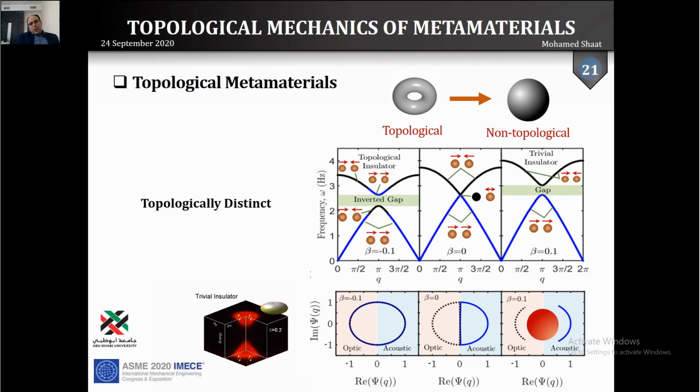This is very interesting because now we can make passive metamaterials that can emulate the topological quantum insulators. For example, for the case beta is positive, this gives a trivial insulator. A mechanical insulator, yes, but a trivial insulator. For beta negative, we end up with a topological insulator emulating the quantum topological insulator, but for mechanical applications.